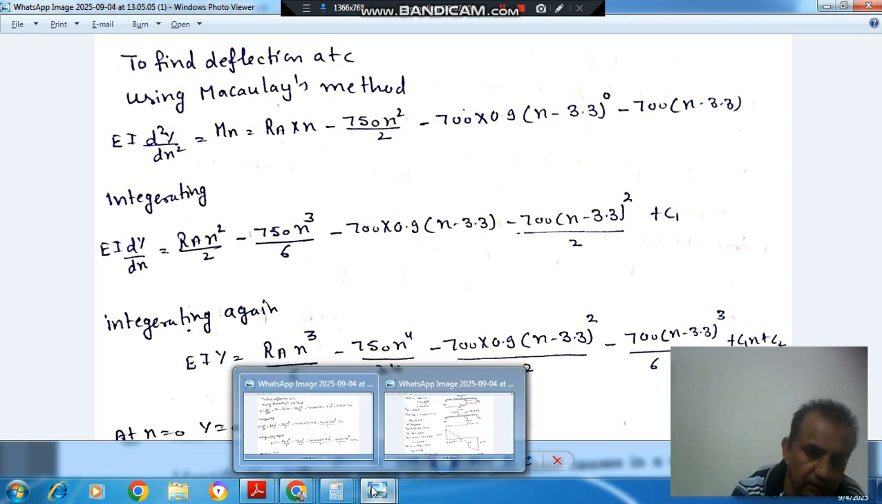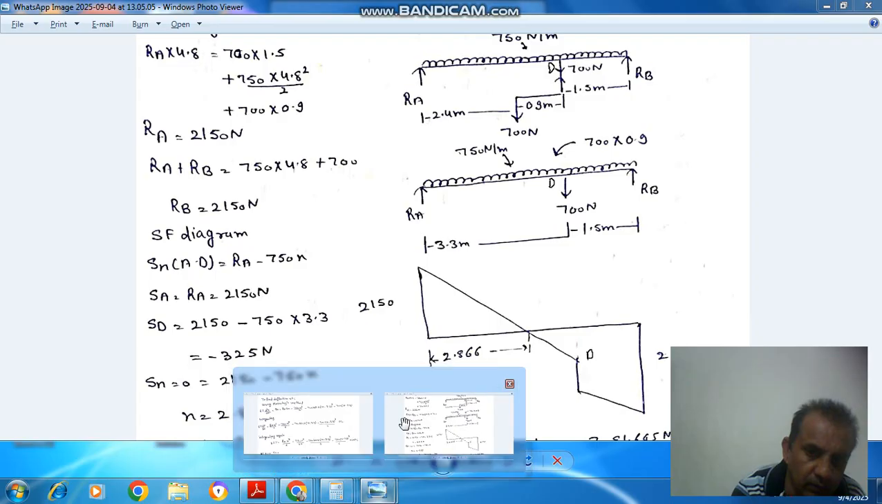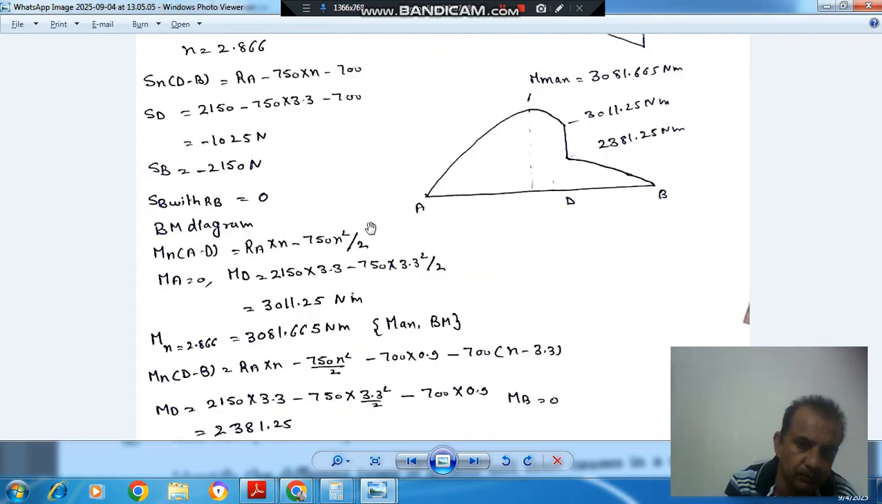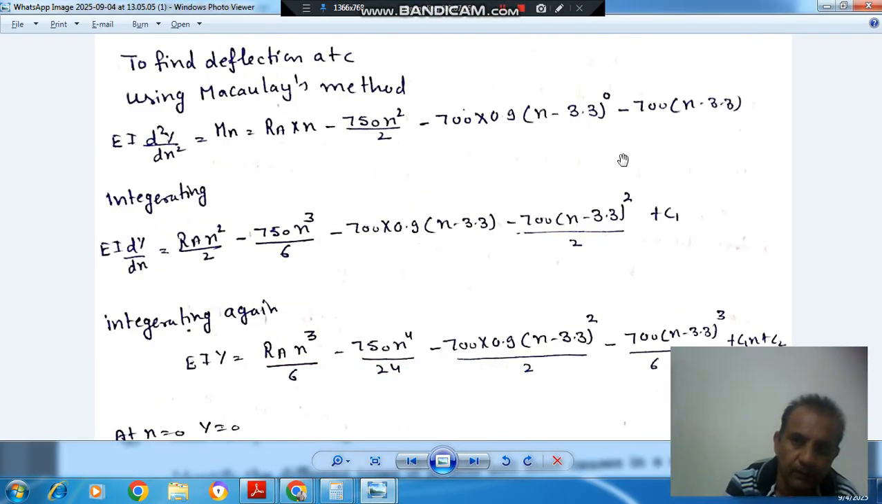So here we have formed the bending equation without taking (x minus 3.3) raised to power 0. Here we have taken only 700 into 0.9, but here we will take (x minus 3.3) raised to 0. So that is the Macaulay's method, because this bending moment is acting at this point, x minus 3.3. Minus 700 into (x minus 3.3). So this is the same, just some modification is there, (x minus 3.3) raised to 0. Okay, so now we will integrate.